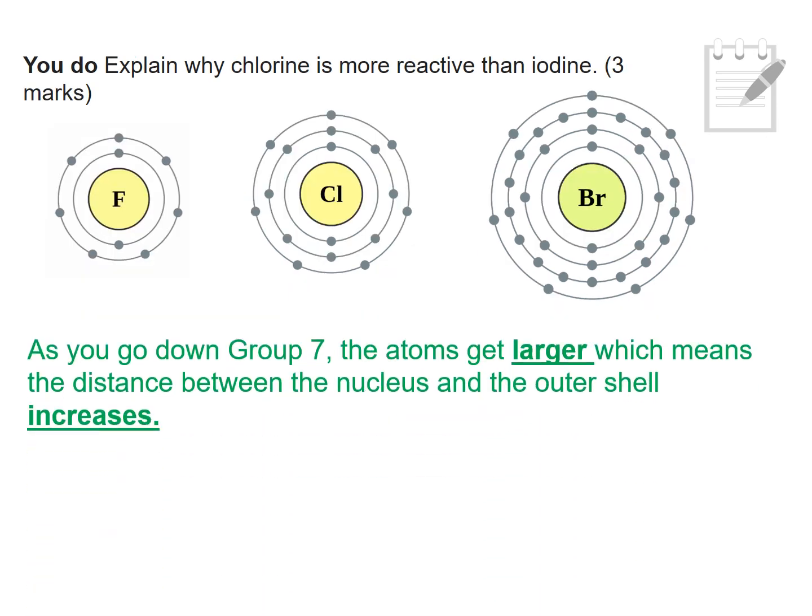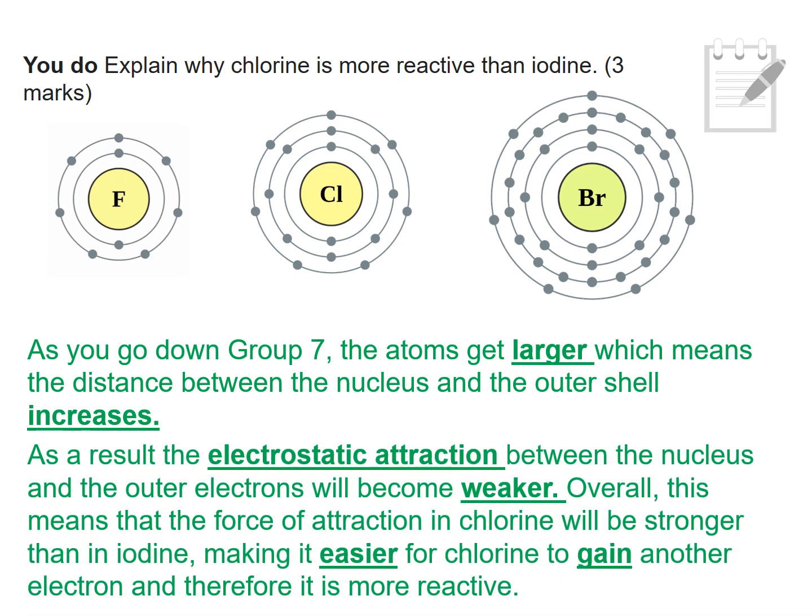Like with the alkali metals, we should have referred to the atoms getting larger as you go down the group, leading to the distance between the nucleus and the outer shell increasing. As a result, the electrostatic attraction between the nucleus and the outer electrons will become weaker. Then we need to use this to link it back to the question. Overall, this means that the force of attraction in chlorine will be stronger than in iodine, making it easier for chlorine to gain another electron, and therefore it is more reactive.